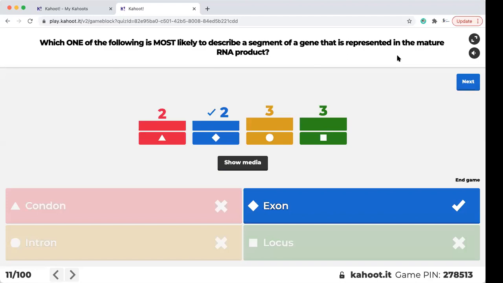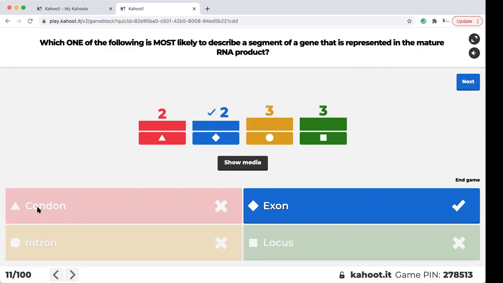Which one of the following is most likely to describe a segment of a gene that is represented in the mature RNA product? Is it the codon, the exon, the intron, or the locus? The correct answer is the exon. So what are these terms? What are they referring to?